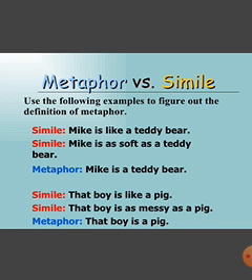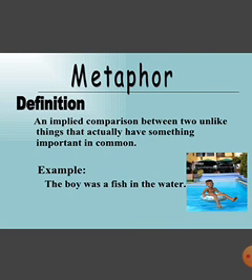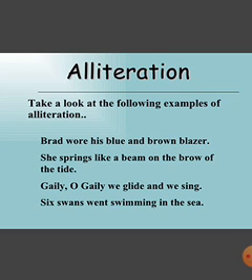So let's now look at metaphor properly. Metaphor is an implied comparison between two unlike things that actually have something important in common. The boy was a fish in the water. You are saying that the way the boy swam, the boy was good in the water. You compare the boy to the fish. So that's another one. So let's now look at alliteration.